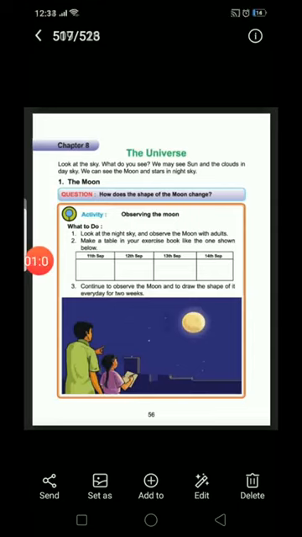So if you look at the day sky, what can you see? You can see the sun and clouds. And in the night sky, you can see the moon and many other stars. Two types of things you can see, in night and day. But can you see the same pattern of the moon every night? No. The moon's shape changes every day. Sometimes it is a crescent, sometimes a half circle, sometimes a full moon. Different types of moon are there.